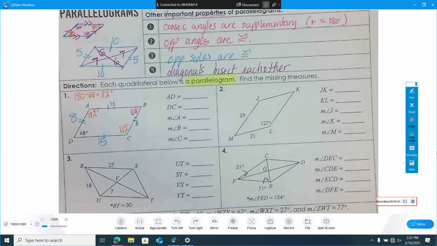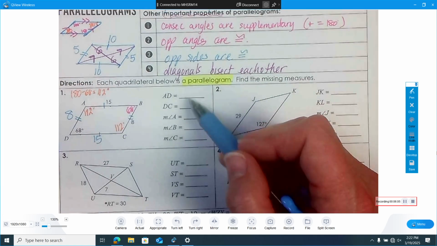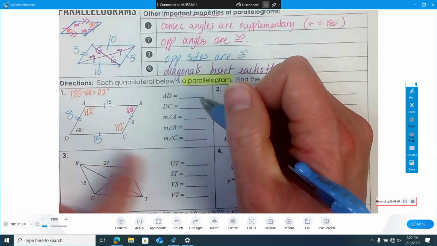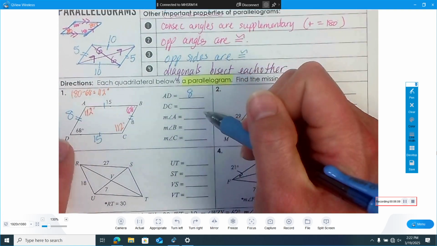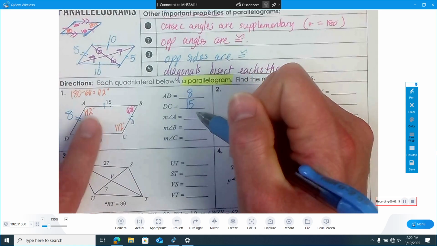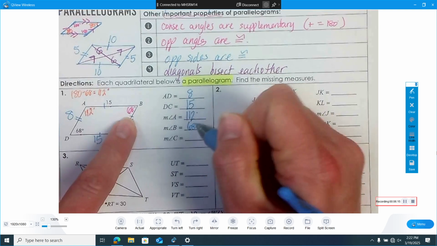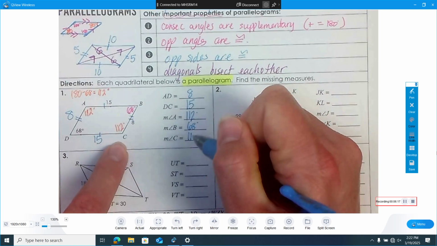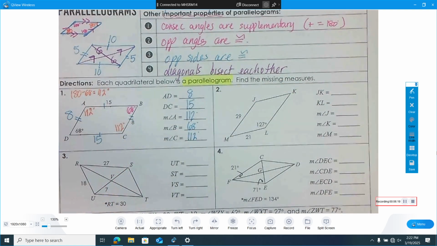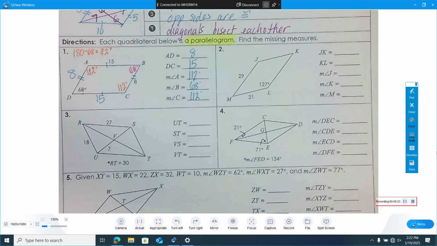When you complete your picture, then it's much easier to fill in all the answer blanks here. AD is 8. DC is 15. Angle A is 112. Angle B is 68. And angle C is 112. Okay. All right, questions on those?